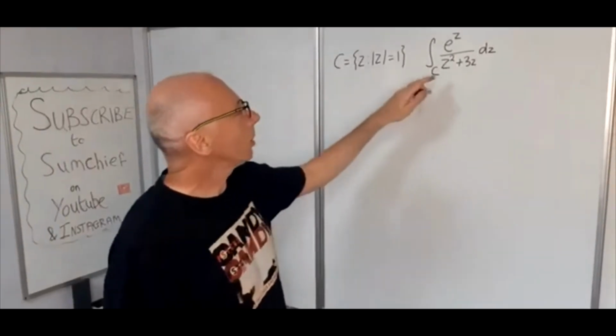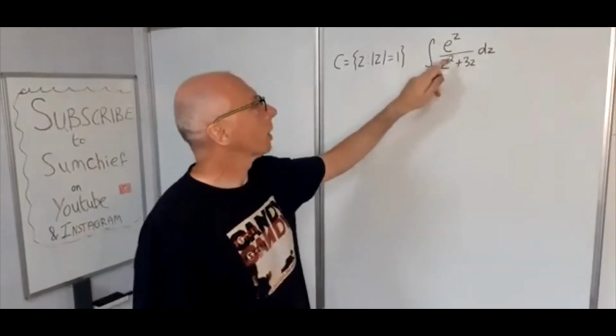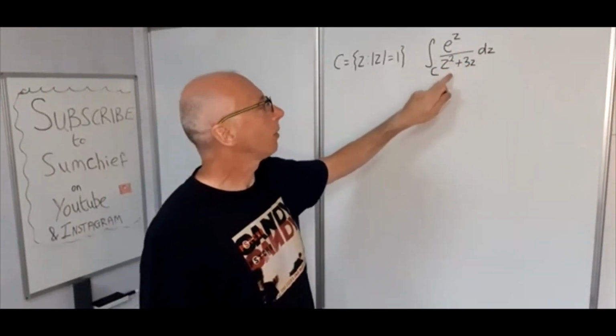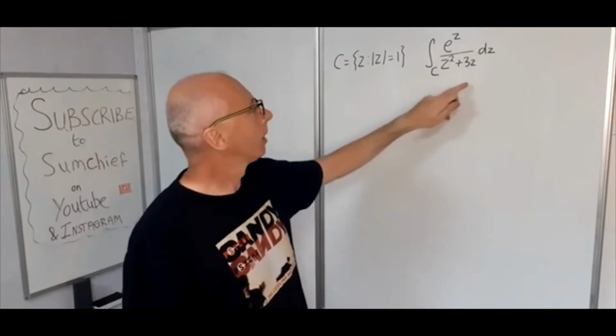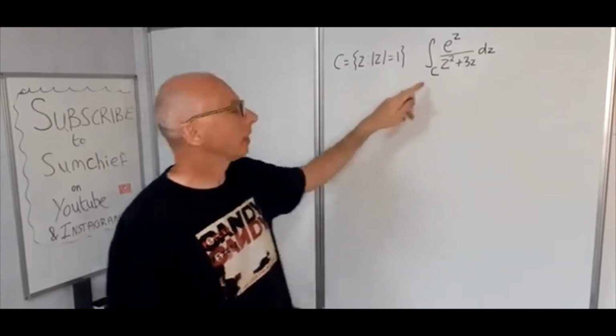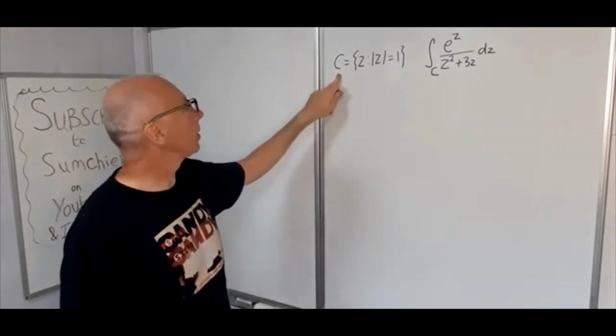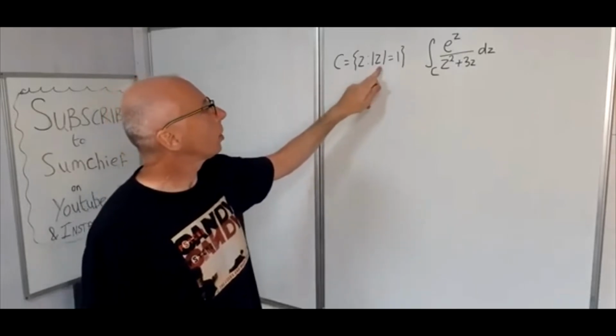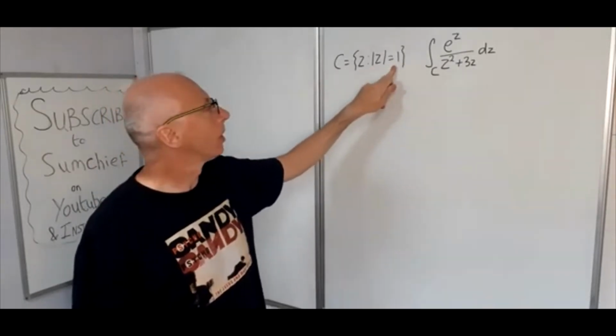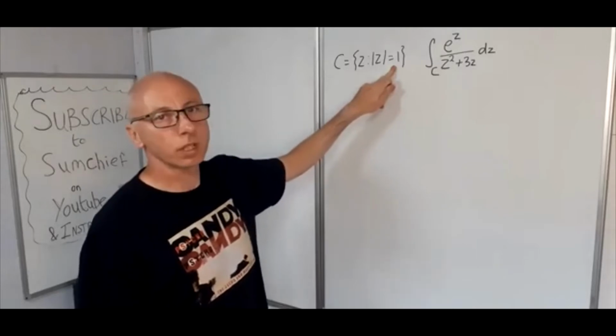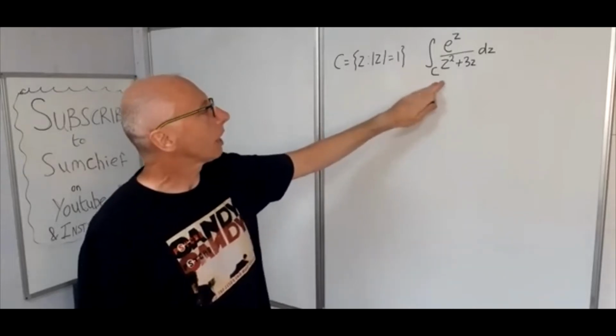Okay, so this question, we're going to integrate this complex function, e to the z divided by z squared plus 3z, on C. And C is defined here as modulus of z equals 1. So basically that's a simple closed contour. So that's what we know so far.